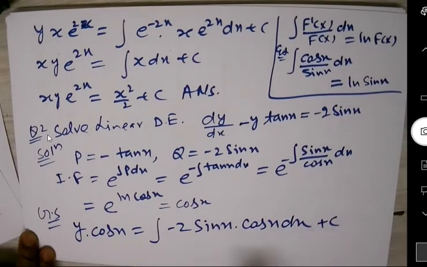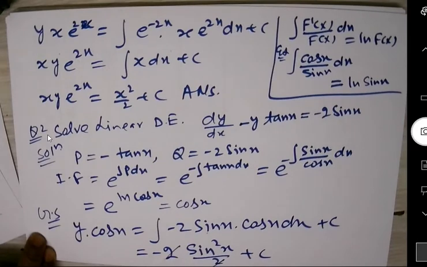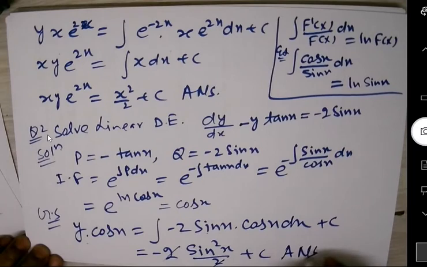Now what is that one? Because of the derivative of, keep outside minus 2, derivative of sine x is cosine x. So we can write it as sine square x by 2 plus c, because of the derivative of the given here. So again I am using the rule here. So hopefully you understand. The final answer of that one is y cosine of x is equal to minus sine square x plus c. Hopefully you understand this question also.